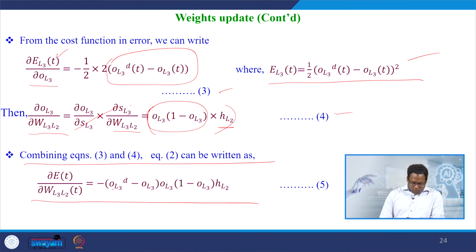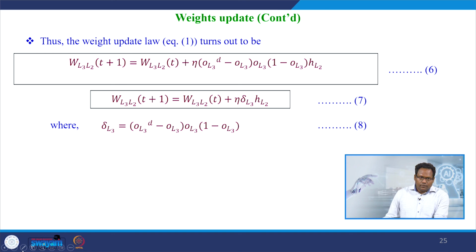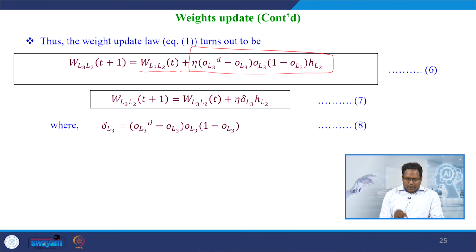minus (OD minus OL3) into OL3 into (1 minus OL3) into the output of hidden layer 2. So, this portion into this portion with the minus sign, that is what is combined here. Now, we can see the weight update law: WL3L2 of t plus 1 becomes WL3L2 of t plus this term, because minus eta ∂E/∂W. So, minus minus plus, so it is this expression.